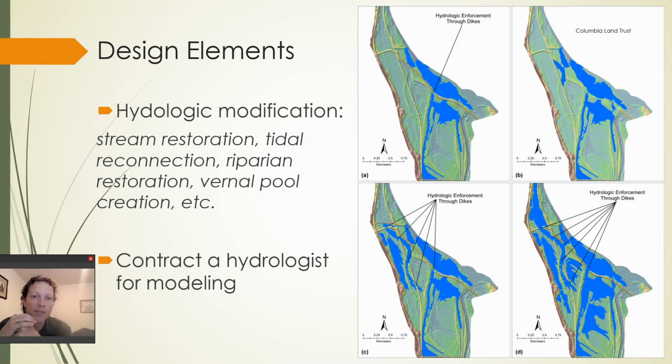When I say hydrologic modification, I'm very often referring to wetlands, stream restorations, tidal reconnections, riparian restoration, vernal pool creation, on and on. There's lots of different kinds of water resource restoration, but the point is, you're probably going to need to involve someone with hydrologic expertise to do some modeling. That way you're covering your liability if your project, for example, is linked to some kind of flood in a few years and the locals blame the restoration site.